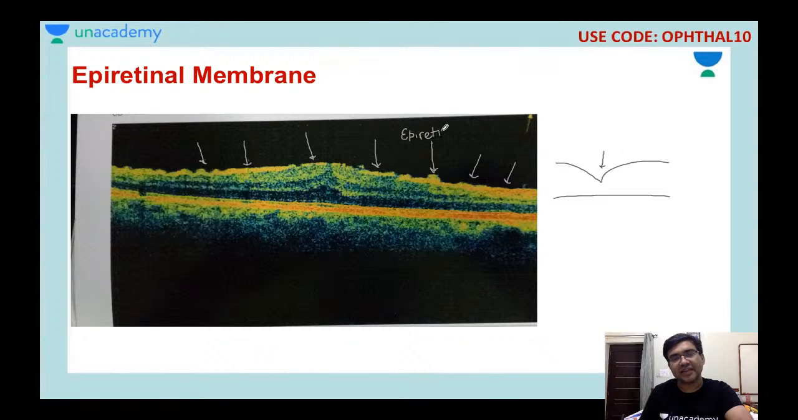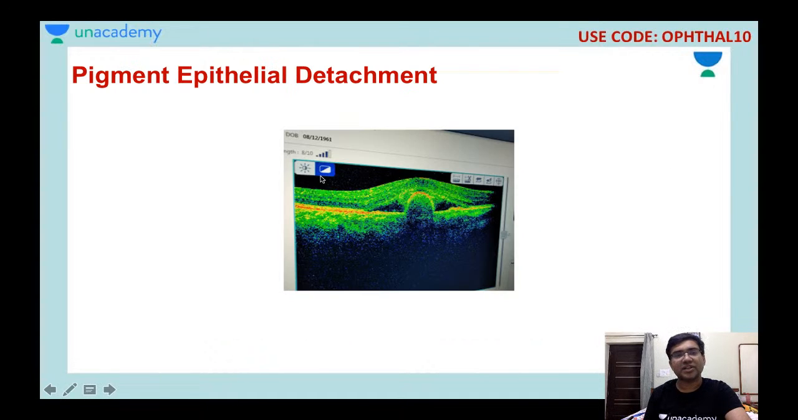And what this epiretinal membrane has done is it has basically caused a loss of the foveal contour as well. This is the normal shape, and here you can see the foveal dip basically is not there. There is an elevation at the level of the center of the fovea. So this is called basically an epiretinal membrane. Is it clear? Okay, chalo.